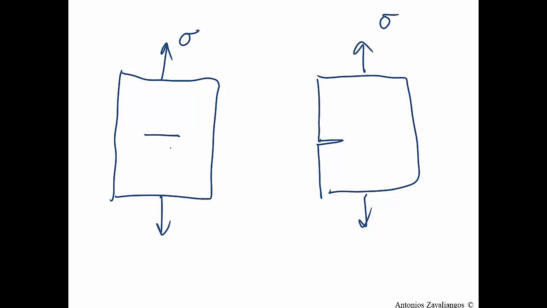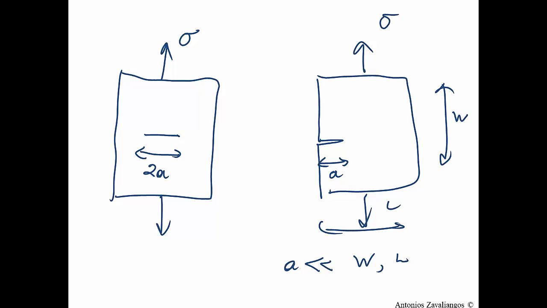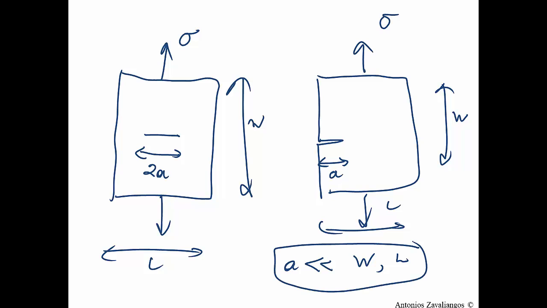And in both cases, here the size of the crack is 2a, where here the size of the crack is a, and in both cases a is much less than the width and the length of the material. I meant to put it in a different way, but it doesn't matter. So in both cases a is much smaller than the dimensions of the material that is being stretched.